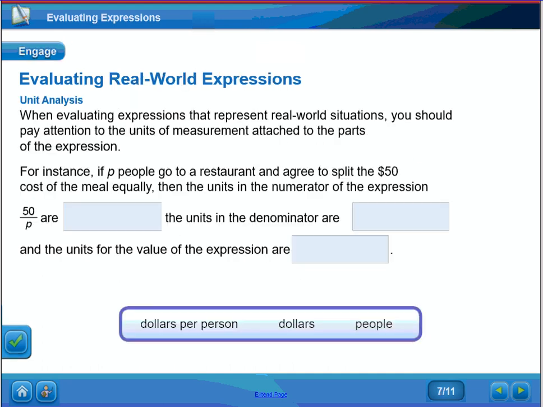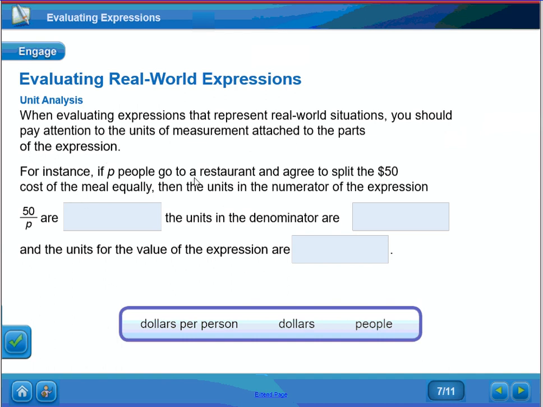All right, now we can take this same idea and apply it to real-world expressions, or in this case, word problems. It says, when evaluating an expression that represents a real-world situation, you should pay attention to the units of measure attached to the parts of the expression.